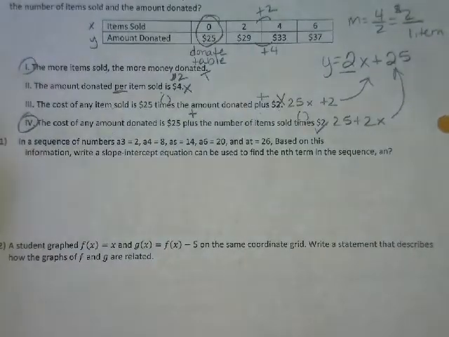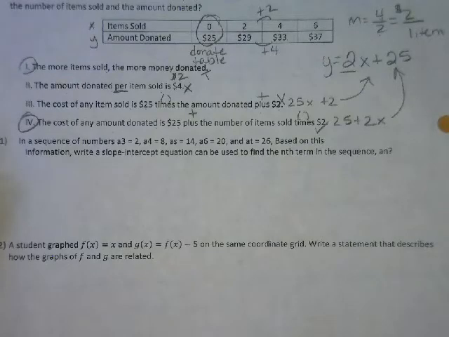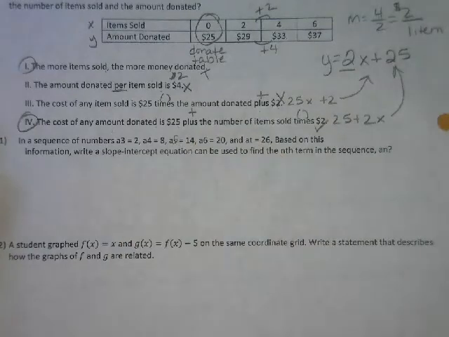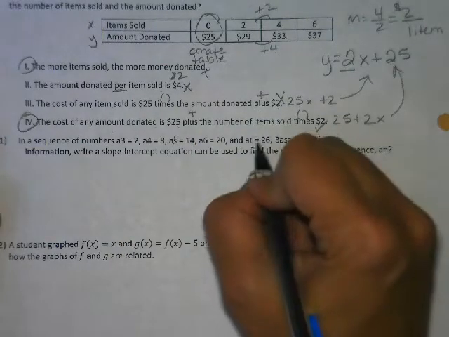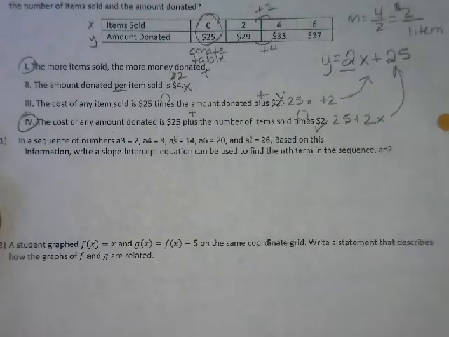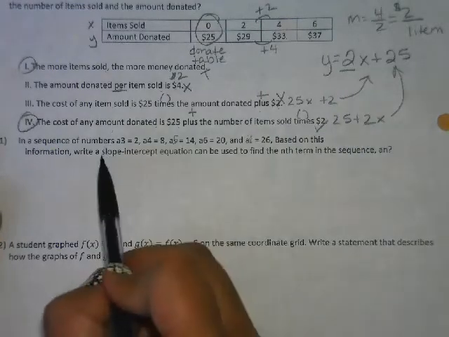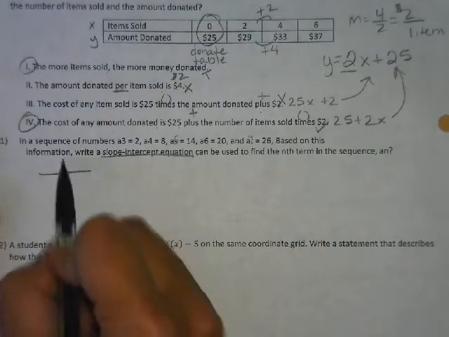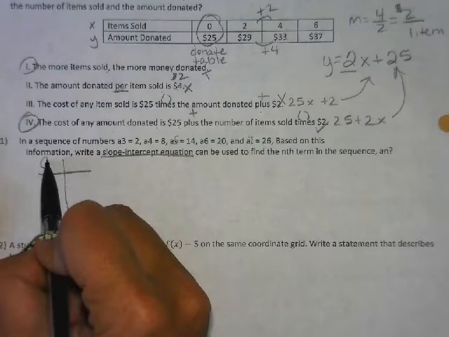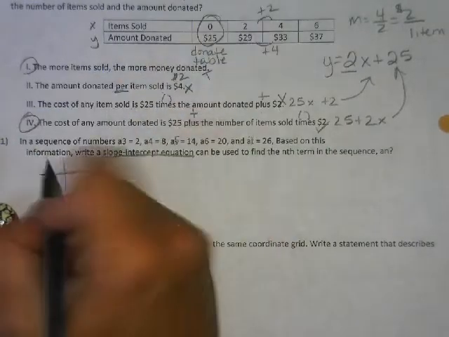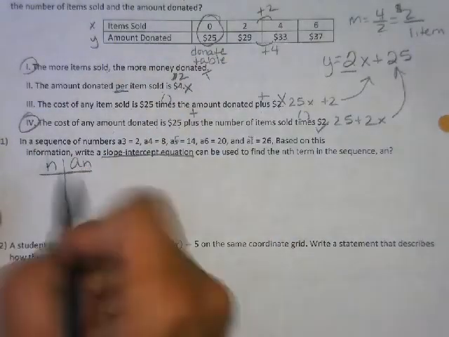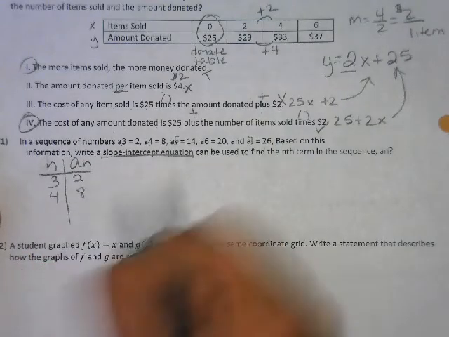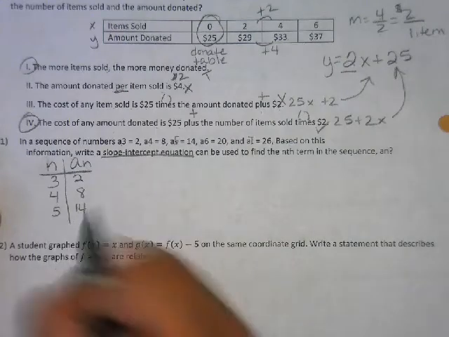In the sequence of numbers, a sub 3 is 2, a sub 4 is 8, a sub 5 is 14, a sub 6 is 20, and a sub 7 is 26. Based on this information, write a slope-intercept equation to find the nth term. I would in fact make a table here where n is our x and a sub n is our y. So at the third term we are at 2, the fourth we are at 8, the fifth we are at 14. You could keep going.